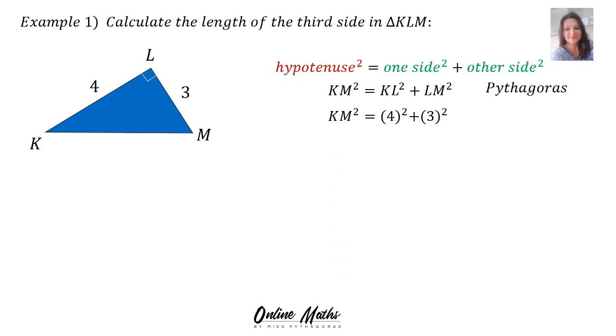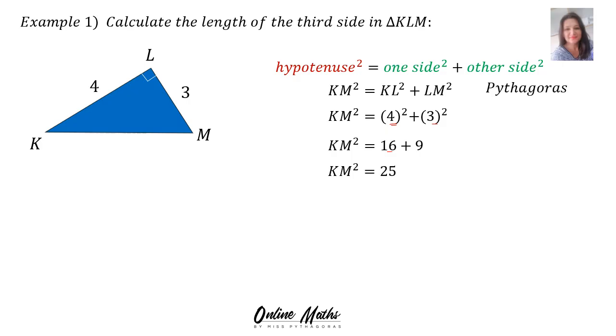Now we can substitute. In KL's place, 4 squared plus LM's length is 3 squared. 4 squared plus 3 squared. Let's see. 4 squared means 4 times 4, which is 16, and 3 squared means 3 times 3, which is 9. 16 plus 9 is 25.